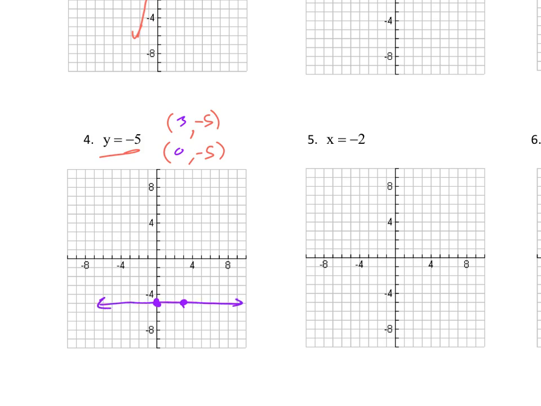And so we can see that this is a horizontal line. Right, that also tells me the slope is 0. If it were to ask me what is the slope of this, we could say that m equals 0. Horizontal line has a slope of 0.